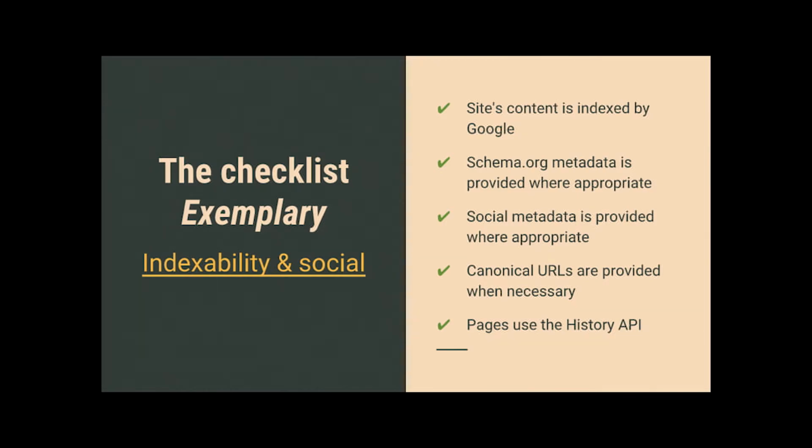Okay, exemplary then, indexability and social. You want to make sure that not just do these things have URLs, but that the site's content is indexable by any search engine or any robot that might be interested in reading your public data. You provide the schema.org metadata or the Open Graph data or the Twitter data, whatever you need for that content.